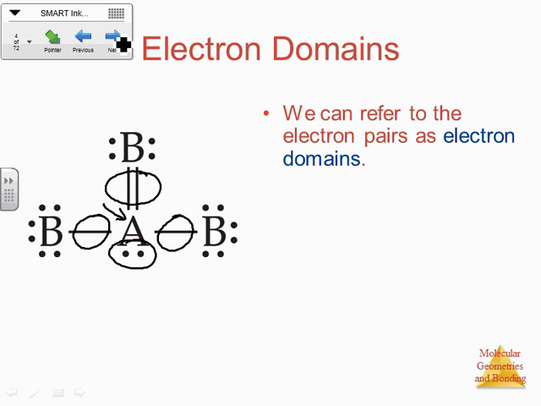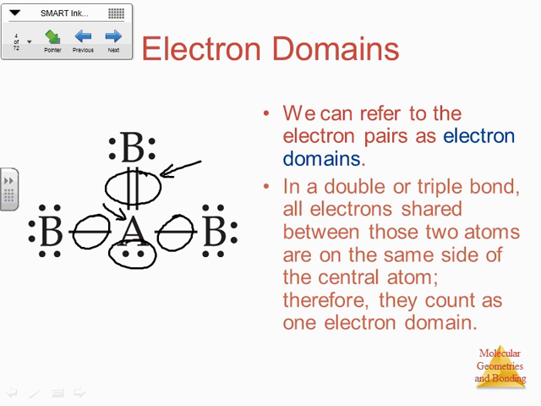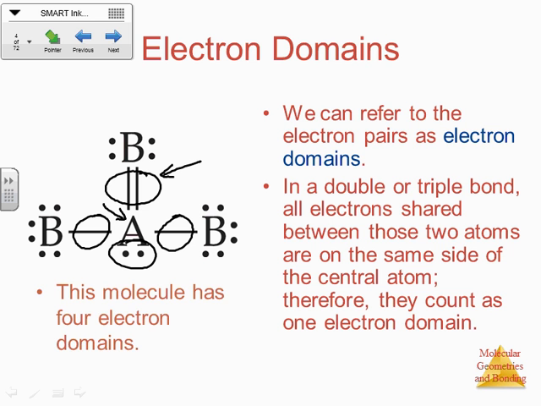The double bond counts as 1 domain because that double bond has to stick together. So when it's trying to orient itself so that these 4 get as far away from each other as they possibly can, this one right here has to stay together, and so that counts only as 1 domain. They have to stay on the same side of the central atom, so they only count as 1 domain when we count them up. So this molecule has 4 electron domains.